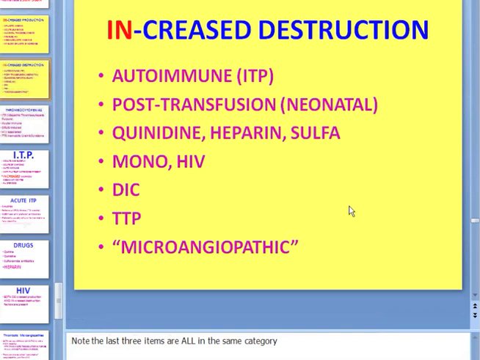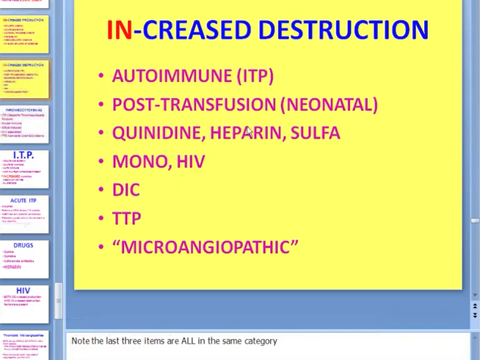Thrombocytopenia is very, very common. Once again, the EB virus, the HIV virus. Remember, we have HIV indicted not only with decreased production, but also increased destruction. DIC is increased destruction. Why? Because those platelets are being trapped up in small thrombi all over the body.